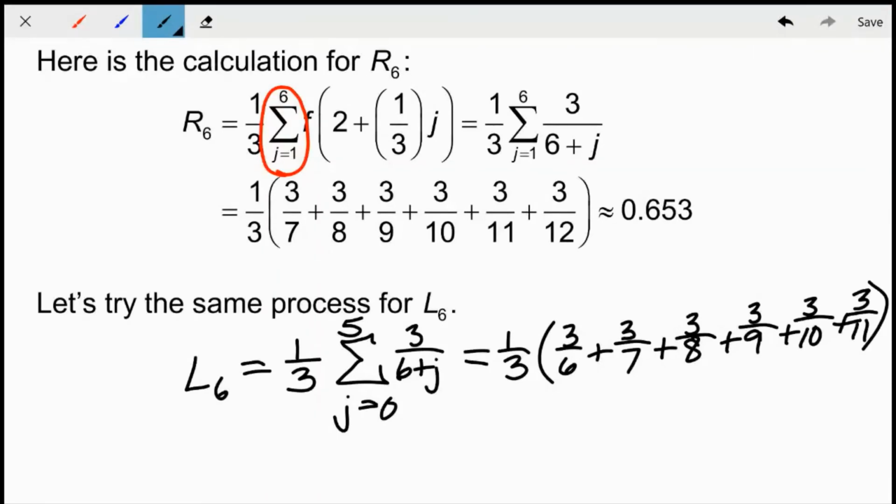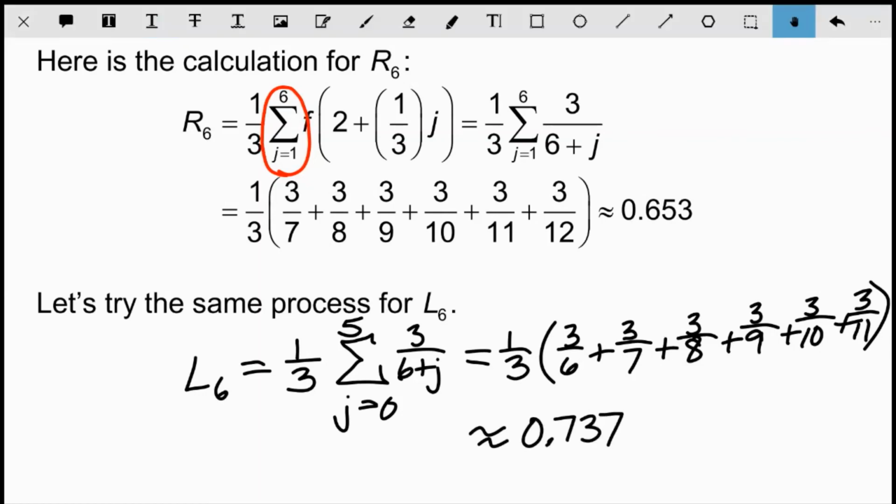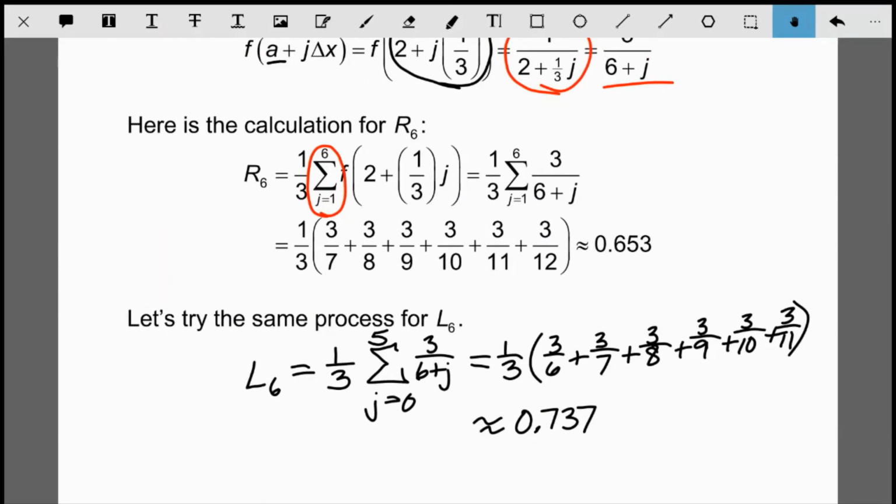So again, it's just a shorthand notation to make this a little bit easier. And if I were to add that all up, that's about 0.737. Remember, this is a function that is decreasing in value on this interval, so I would expect the left-hand approximation to be a little bit higher than the right-hand approximation.